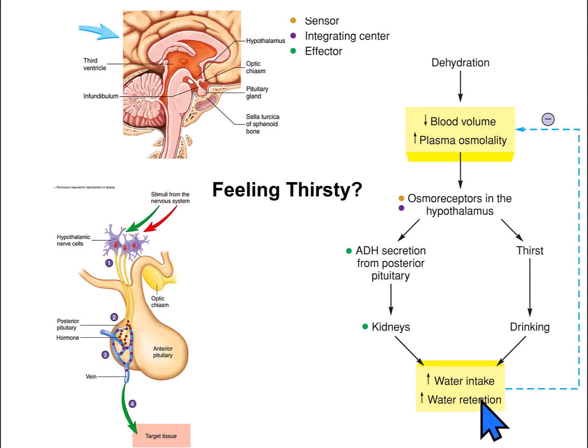What's that going to do? Well, that's going to cause a negative feedback loop where once you've increased blood volume, once you've decreased plasma osmolality, then the hypothalamus won't release as much ADH. Oh my gosh, osmosis! It's fantastic!